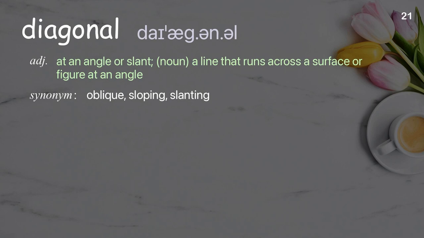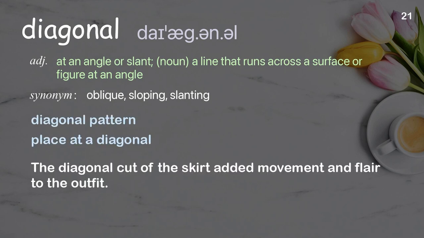Diagonal. At an angle or slant. Noun, a line that runs across a surface or figure at an angle. Examples: diagonal pattern, place at a diagonal. The diagonal cut of the skirt added movement and flair to the outfit.